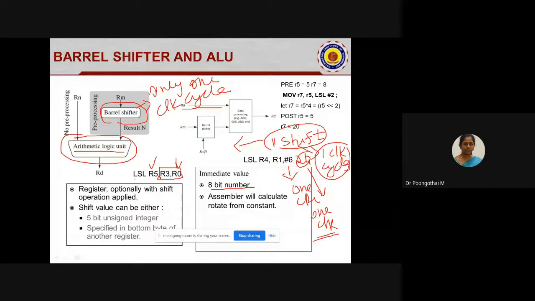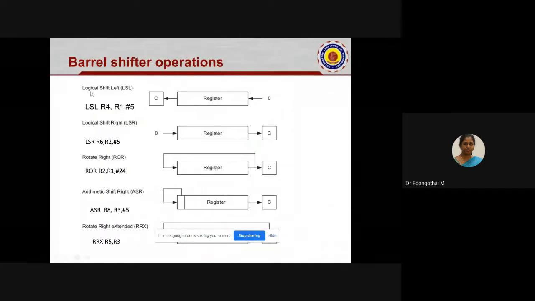So we have 5 operations: 3 shift operations and 2 rotate instructions. One is logical shift left, logical shift right, and arithmetic shift right. So these 3 are shift operations, and these 2 are rotate operations, rotate right and rotate right extended. Okay, so this is the syntax for logical shift left.